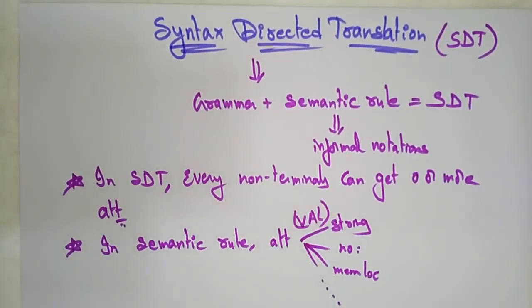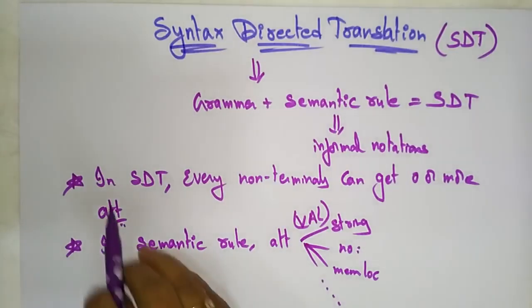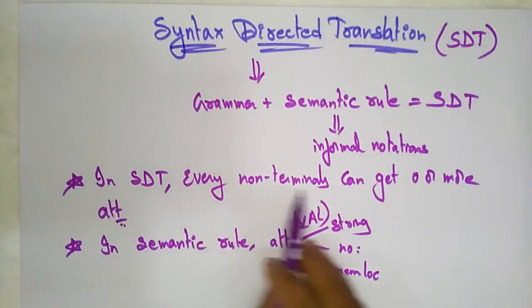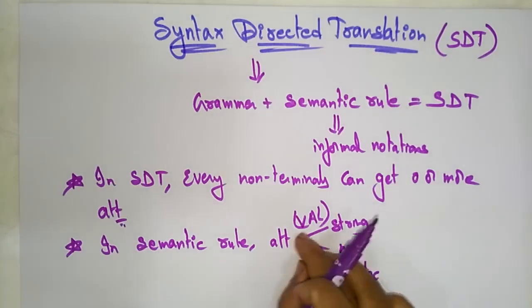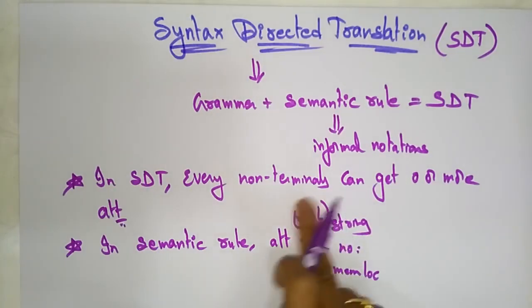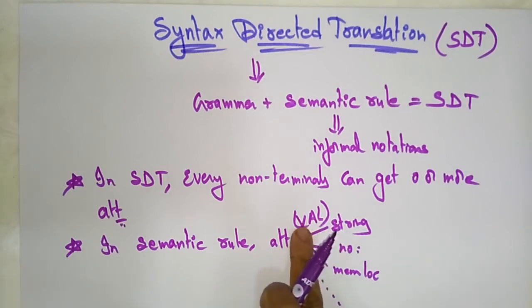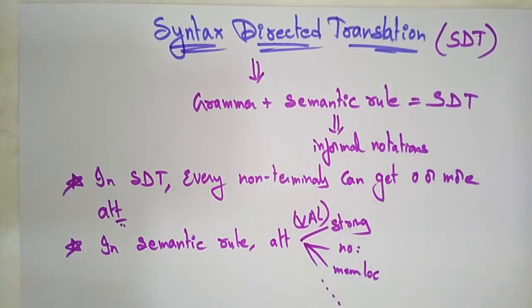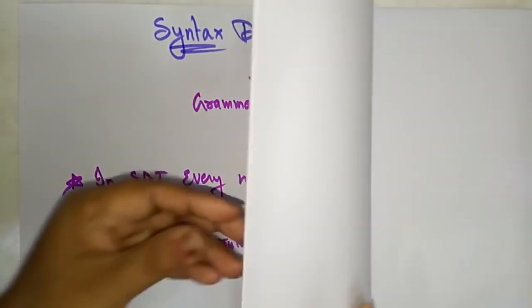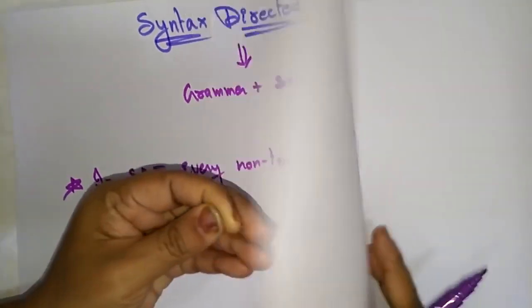So in the semantic rule, just remember this point: in syntax directed translation, every non-terminal can get 0 or more attributes, depending on the type of the attribute you are using, whether integer, float, or whatever. In semantic rules, the attribute can be represented as a val. The val is nothing but the value, the attribute. This attribute may be a string, a number, a memory location or whatever it may be. Now let's see the example for syntax directed translation.